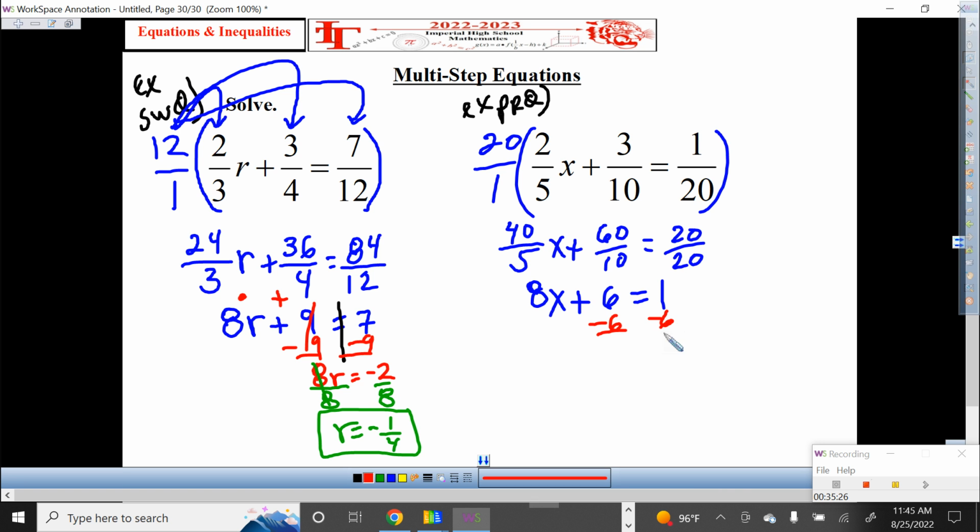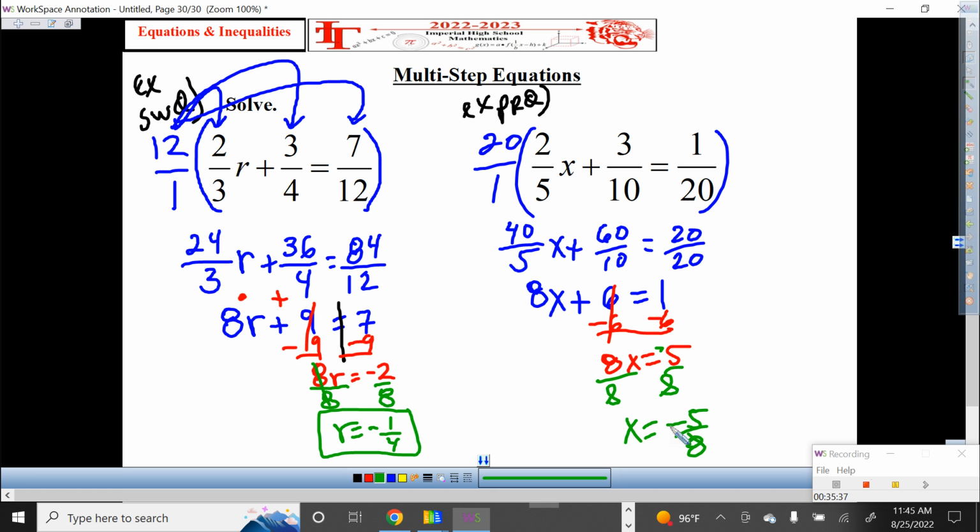Subtract 6. 8x equals negative 5. And last but not least, everyone, divide by 8. X equals negative 5/8. I forgot to put the negative there. Okay. Hands up if you got that. All right. So far okay? Kind of, sort of. We're getting there.